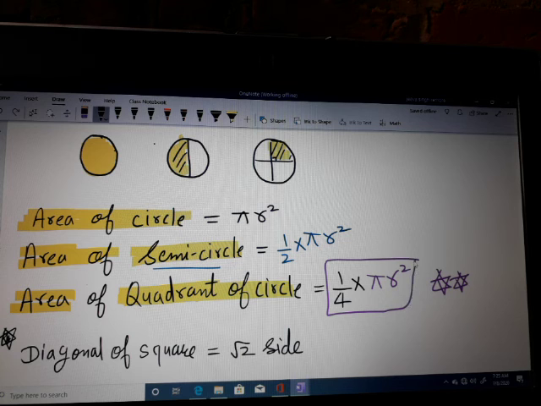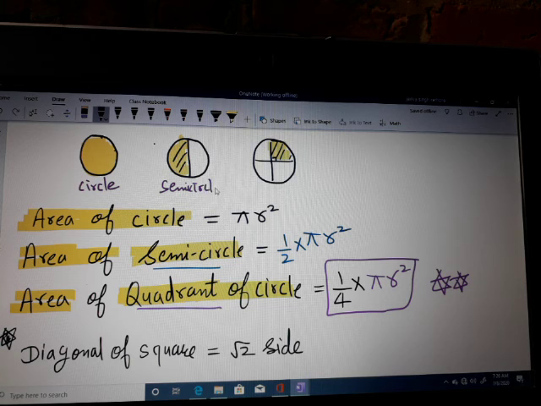The quadrant of the circle is frequently used in the exams. The area of a quadrant of the circle is given by 1 by 4th of pi r square. Understand? I hope you understand. This complete part is the circle, which is shown by the colored part. This is the half of the circle, colored yellow. This is the semicircle.